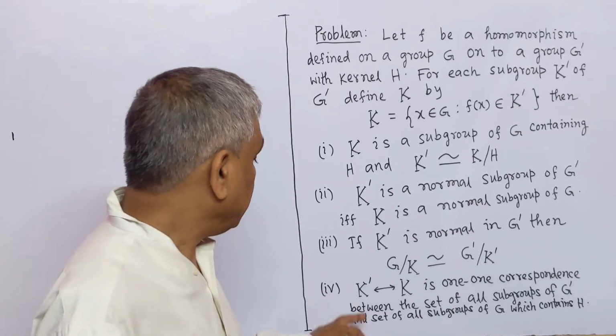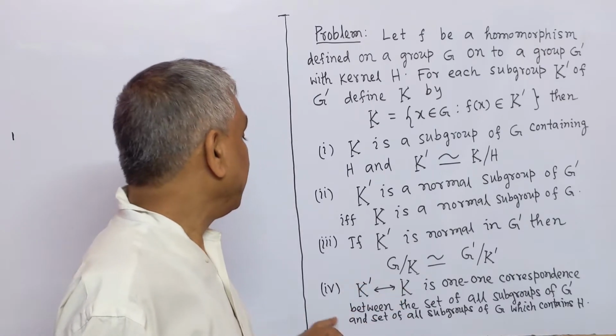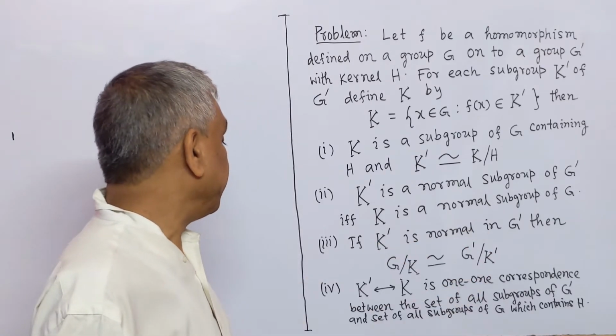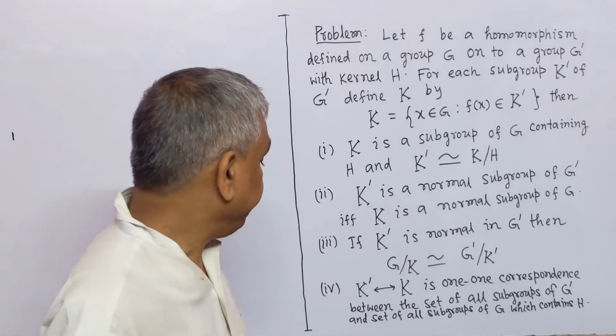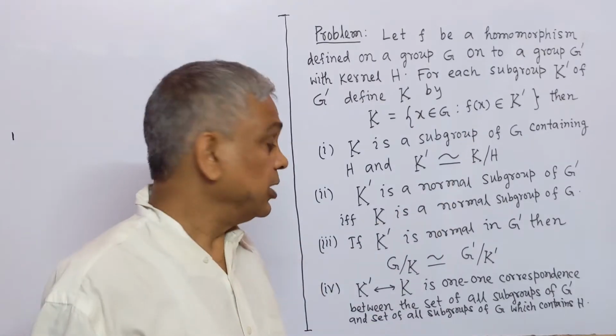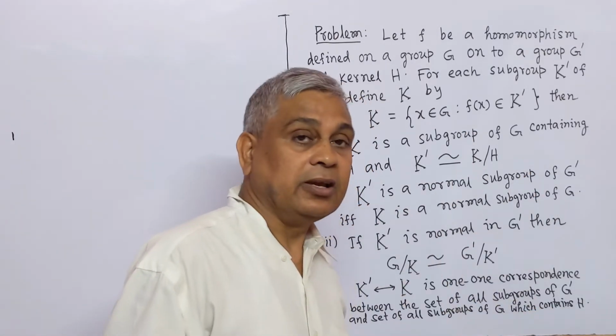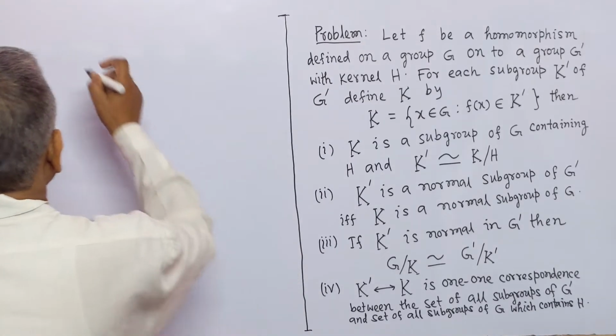Number 4, the correspondence K prime to K is a 1-1 correspondence between the set of all subgroups of G prime and the set of all subgroups of G which contain H. Now we solve this. Solution.